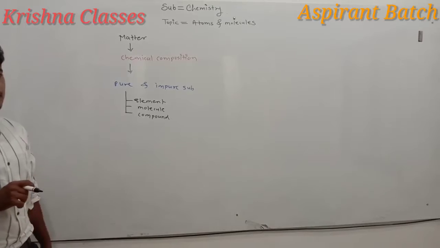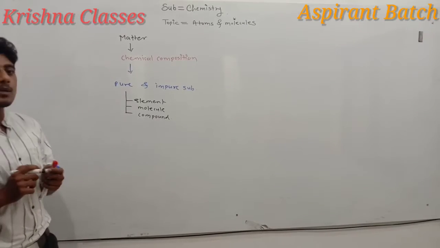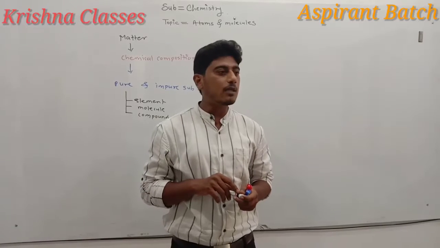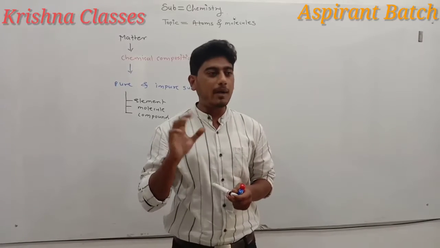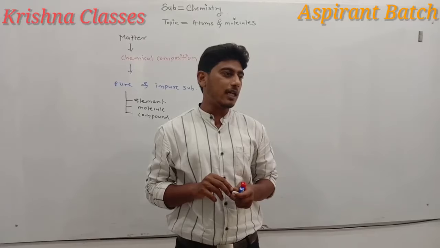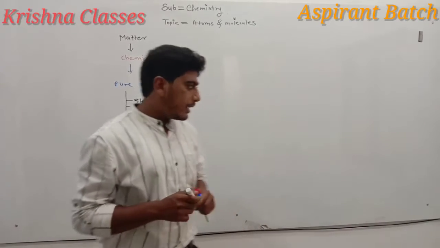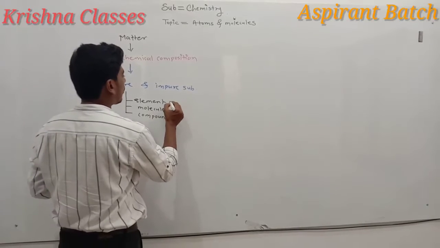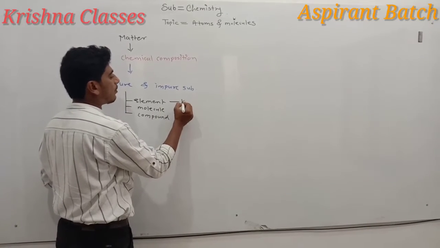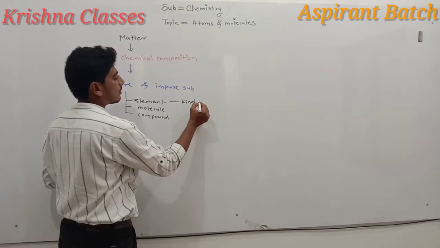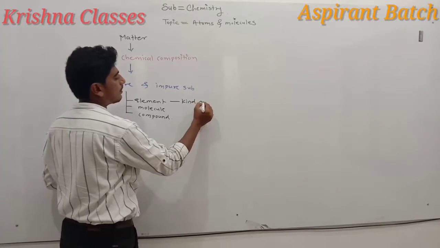Then what is an element? Element is the substance which is made up of only one kind of atom. You know that the smallest part of matter is the atom. The smallest tiny part of matter is called an atom. And here the element is the purest form of substance, which is made up of only one kind of atom.